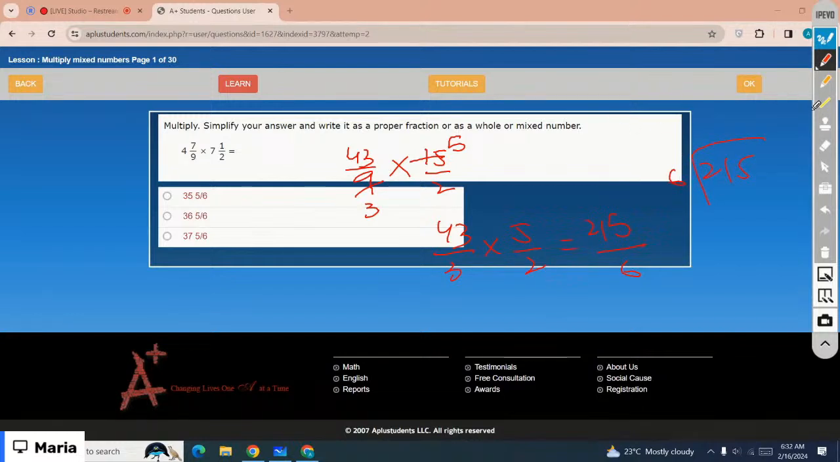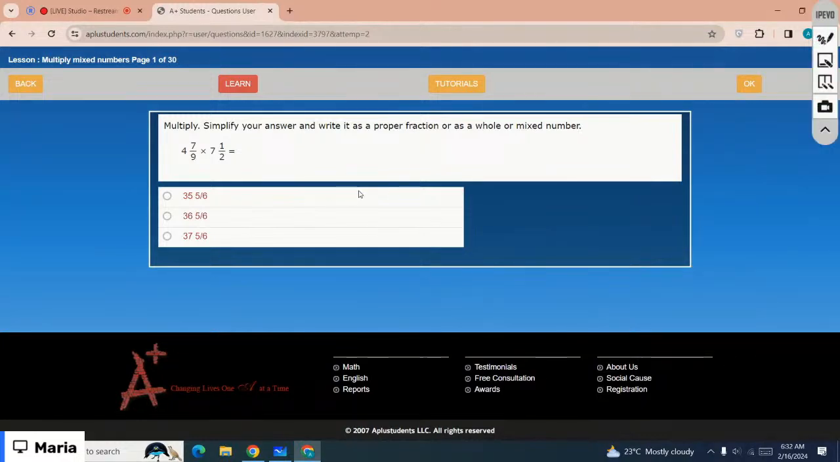So multiplying two mixed numbers is the same as multiplying fractions, because you always have to convert the mixed numbers to fractions, right? So that is 6 times 3 is 18, and 6 times 5 is 30. So the correct option is 35 whole 5 over 6. The correct option is 35 whole 5 over 6, right? Option number 1 is the correct option.